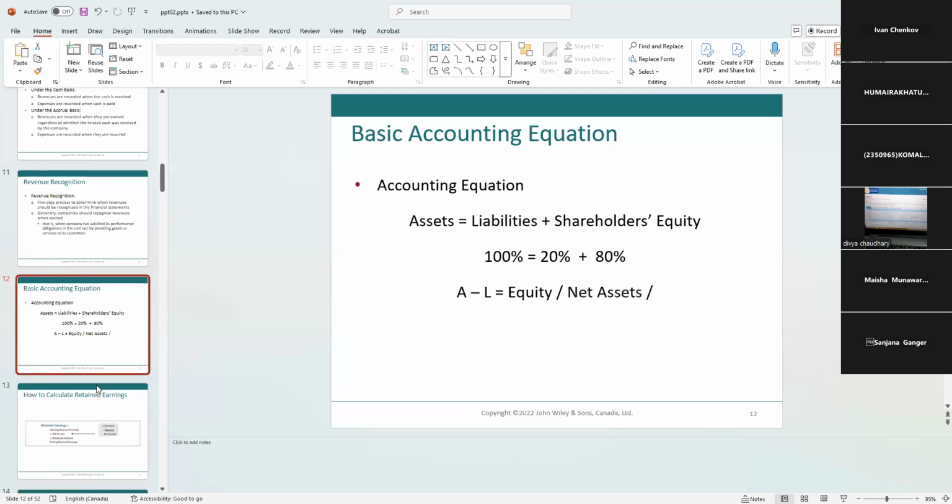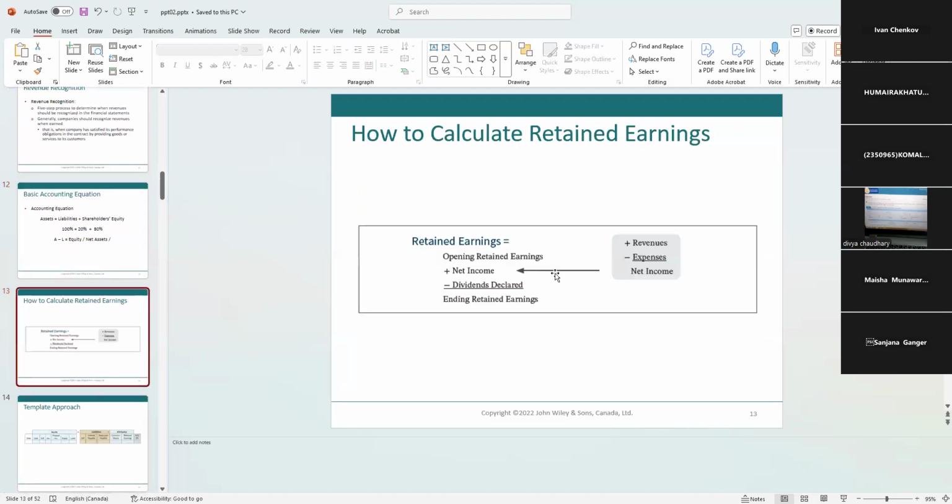That's one thing. The other thing that we need to calculate is the retained earnings. In order to calculate the retained earnings, we need first to calculate the net income. How are we going to calculate the net income? Revenue minus expenses. And that's it. For retained earnings, we need the beginning balance of the retained earnings, net income from the period, and any dividend declared. So the net income is going to increase the retained earnings.